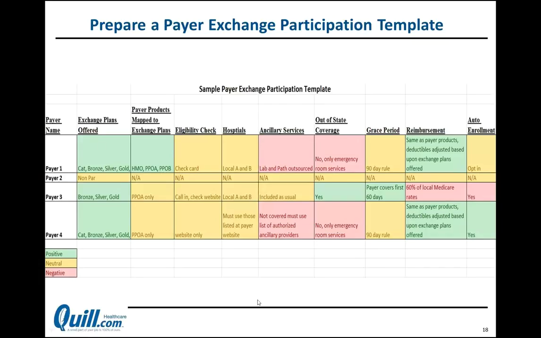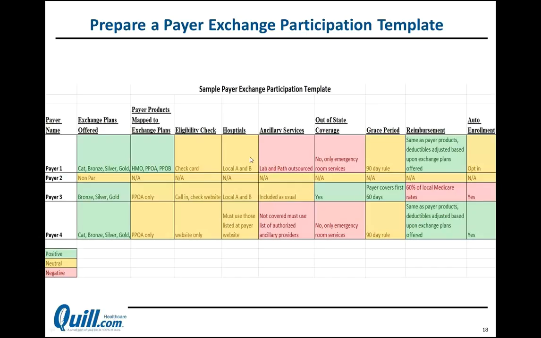And the idea is, you list your payers, payer A, B, C, D, 1, 2, 3, 4, whatever. You figure out which exchange plans they're offering, what the categories are. You figure out what products they're offering and how they map to the exchange plans. The eligibility check: do you check their cards? Do you check a website? How do you do it?